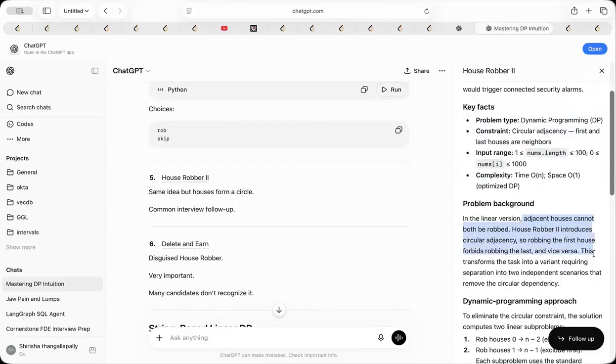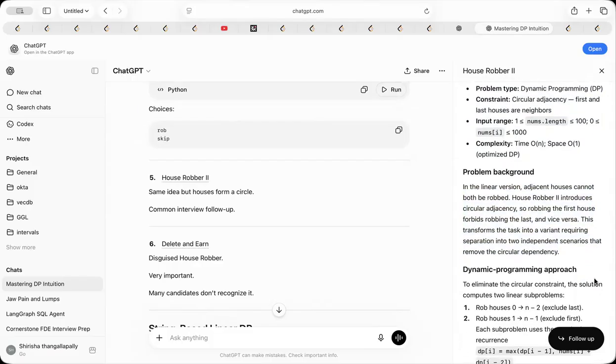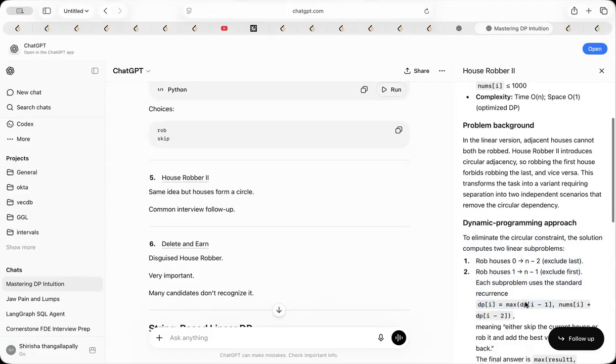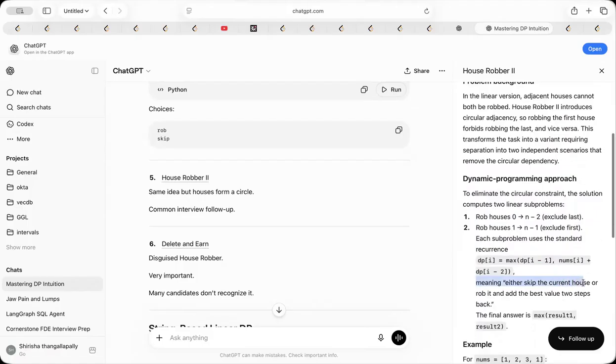This introduces a circular variant requiring separation into two independent scenarios that remain linear: using i minus 2, exclude the last one, and exclude the first one. Each subproblem uses a standard recurrence: either skip the current house or rob it, and take the best way.